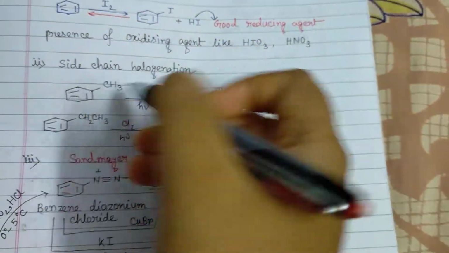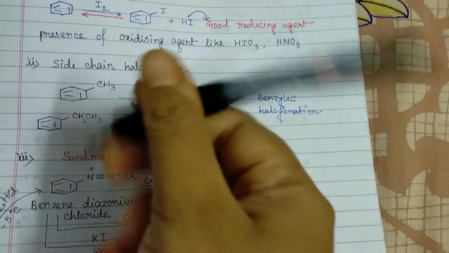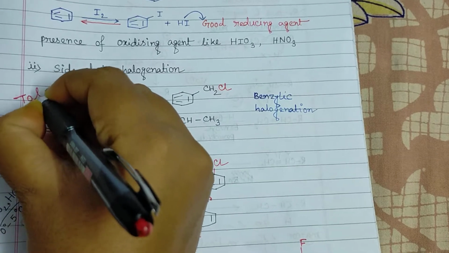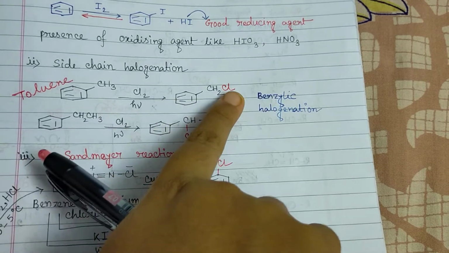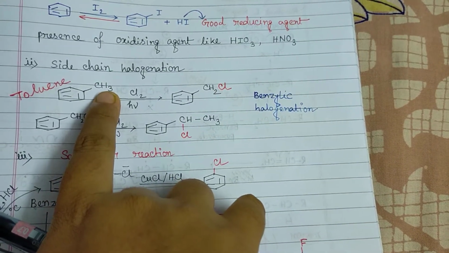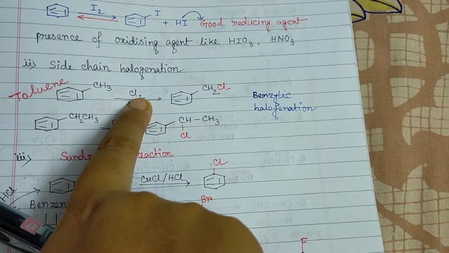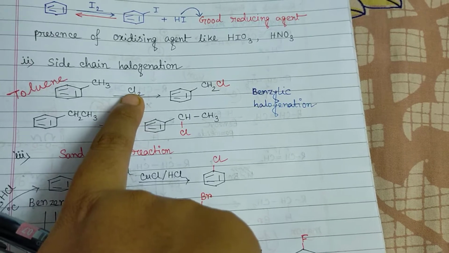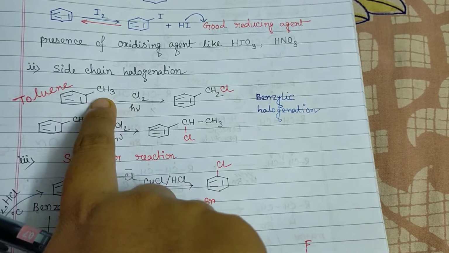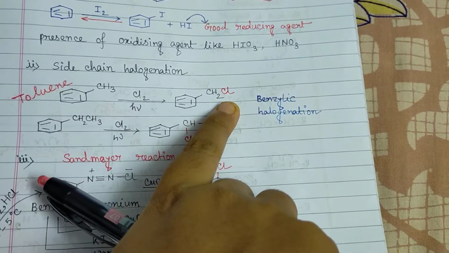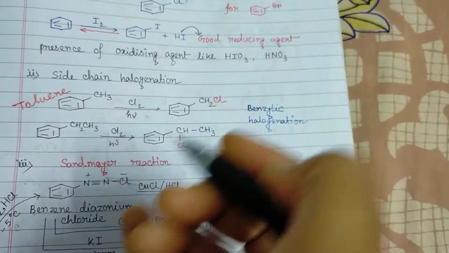Next is the side chain halogenation. In side chain halogenation, we can see that this is the toluene molecule. This toluene molecule can be substituted by one chlorine in the CH3 group, the methyl group, by the process of chlorination. That means in presence of h nu, if we add chlorine, then there will be side chain halogenation, and one hydrogen from this methyl group will be replaced by chlorine. So this type of halogenation is known as benzylic halogenation.